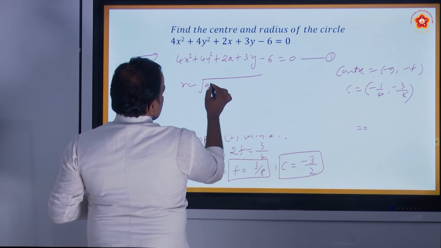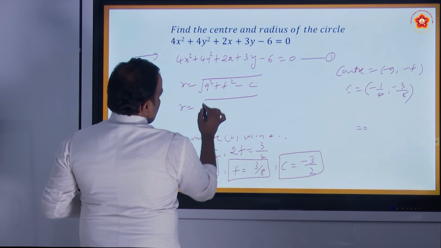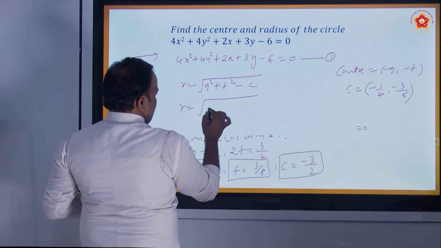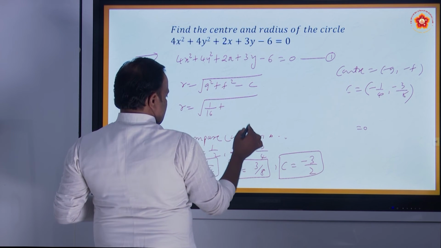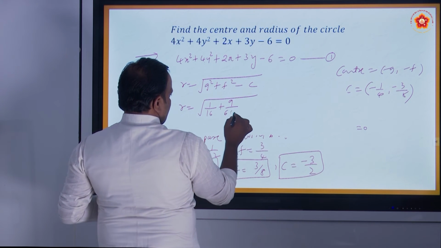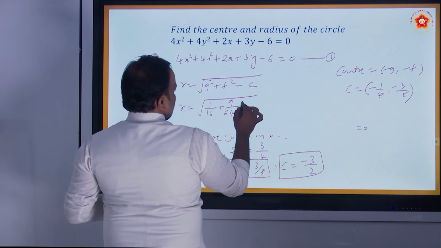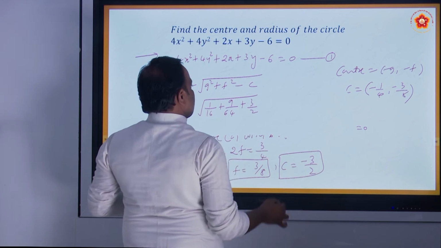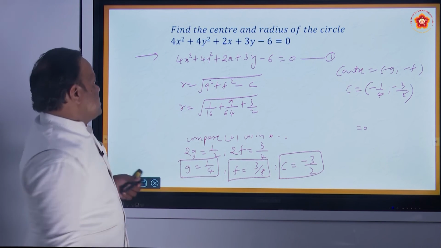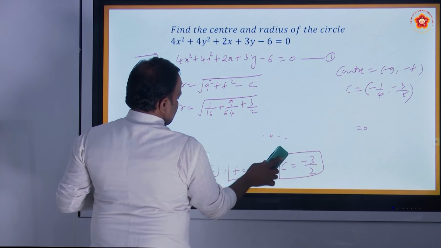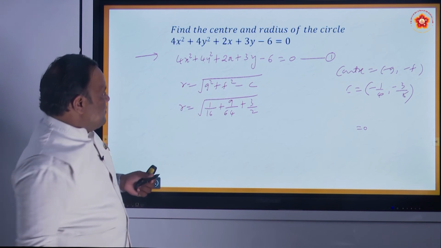The radius is square root of g square plus f square minus c. 1 by 4 whole square is nothing but 1 by 16, plus 9 by 64 because 8 square is 64, minus c, which is minus 3 by 2, so this is plus 3 by 2. On simplification we get the radius of the given circle.